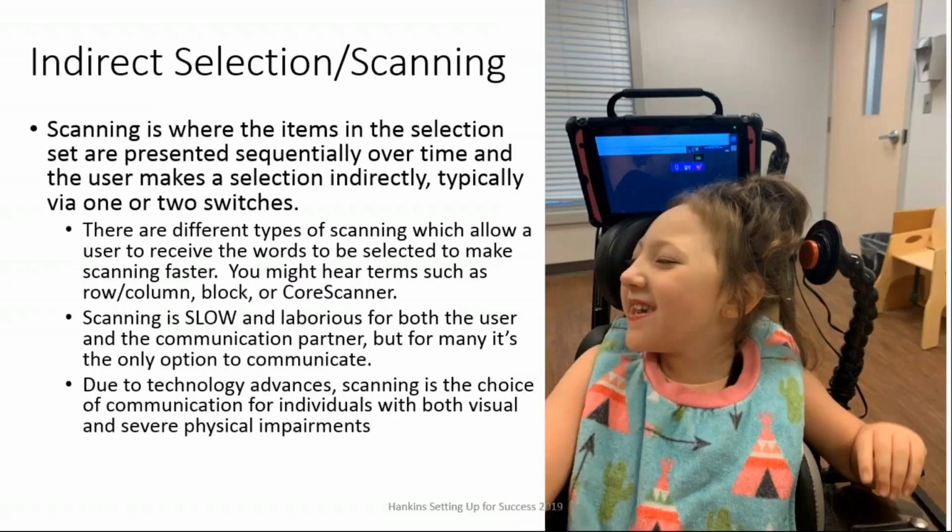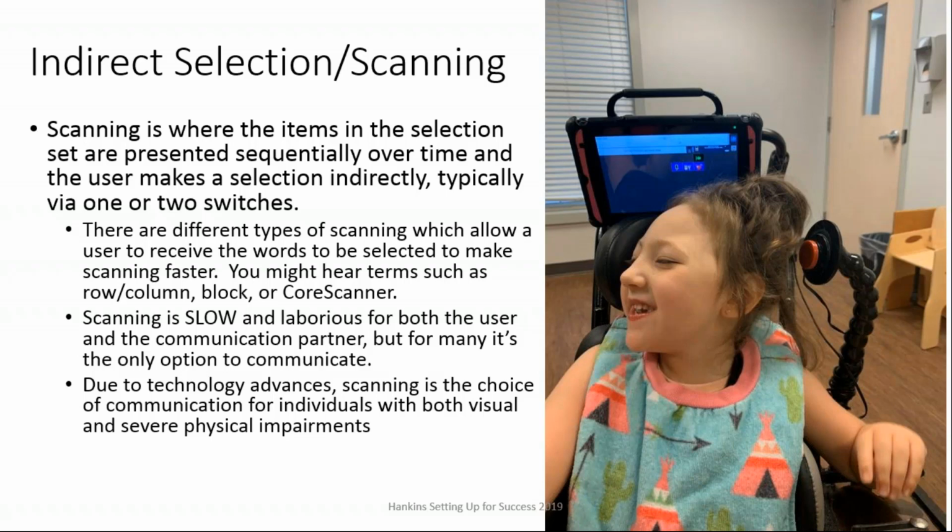Another mode of access is indirect selection or scanning. Scanning is where the items in the selection set are presented sequentially over time and the user makes a selection indirectly, typically via one or two switches. And there's different types of scanning which allow a user to receive words to be selected. So you're going to hear terms like row column or block or core scanner. And it's slow and laborious for both the user and the communication partner, but for a lot of folks, it's the only option they have for communication.